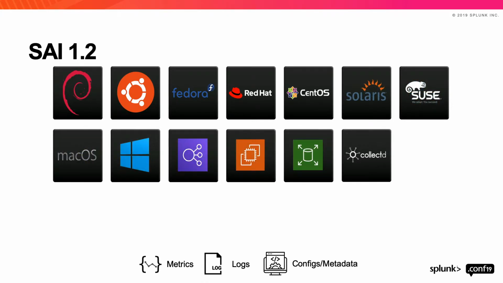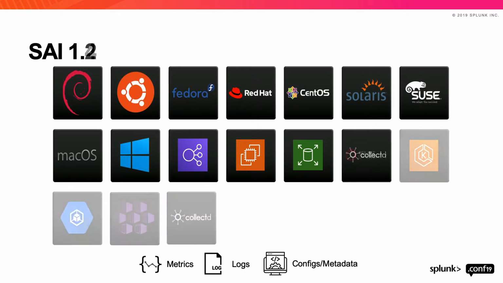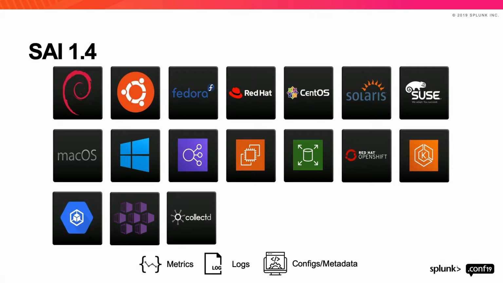So as we got to 1.2, we added a few more OSs, feedback from our customers, just adding more flavor to this stew that we've been building here in App for Infrastructure. But as we get to 1.4, things get really interesting. And nothing really big happened in 1.3.